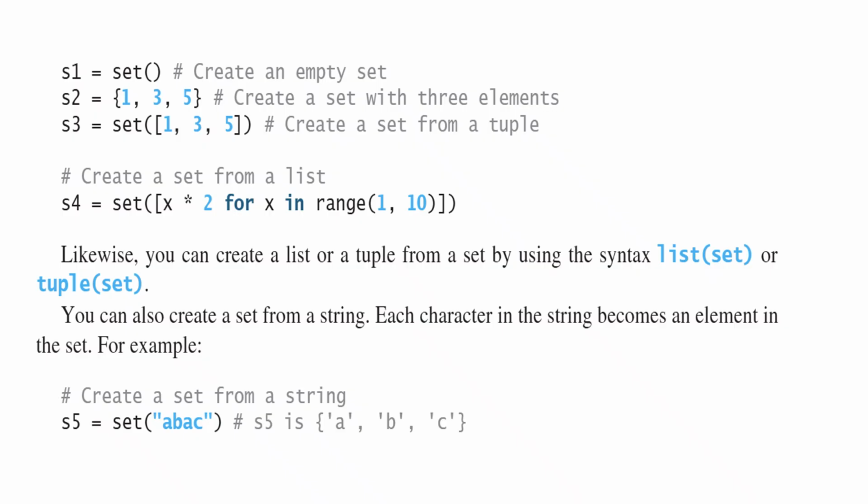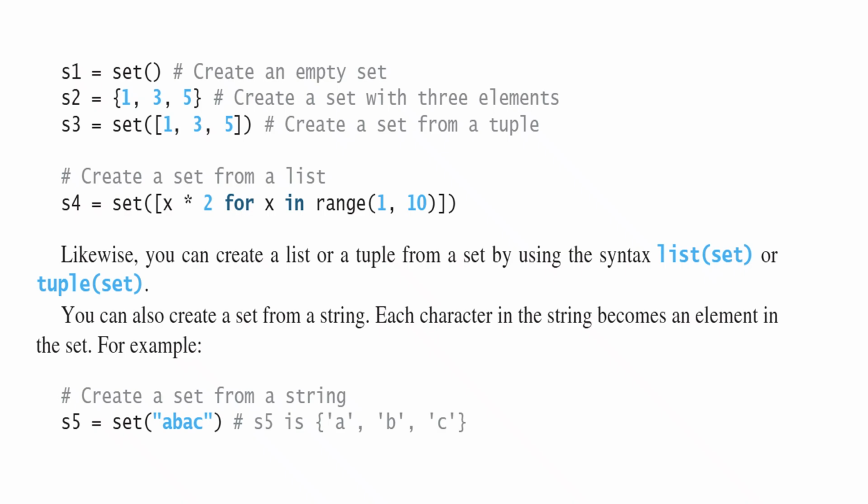s1 is equal to set, which creates an empty set. s2 is equal to 1, 3, 5, which creates a set with 3 elements. s3 equal to set of 1, 3, 5, which creates a set from a tuple. Create a set from a list: s4 equal to set of x star 2 for x in range 1, 10.